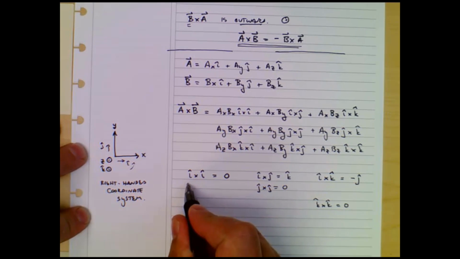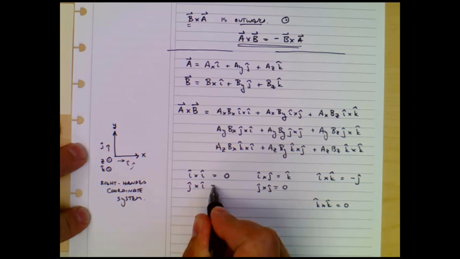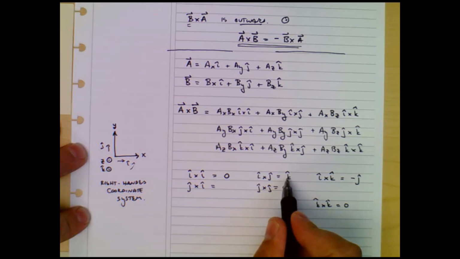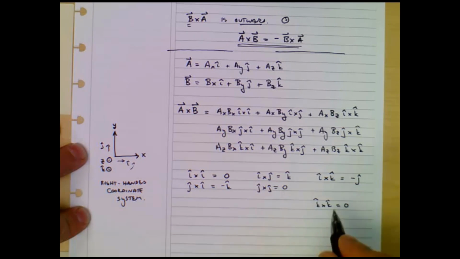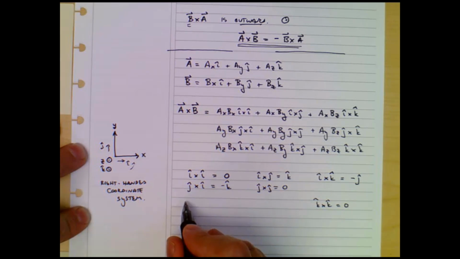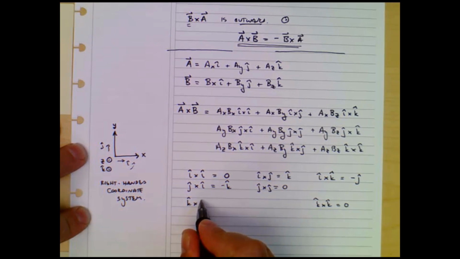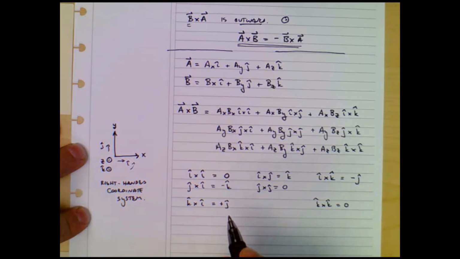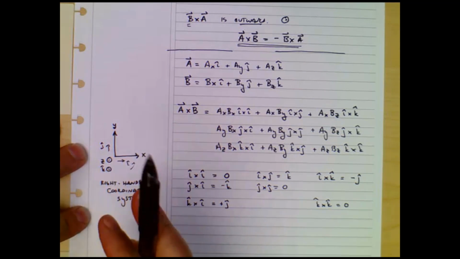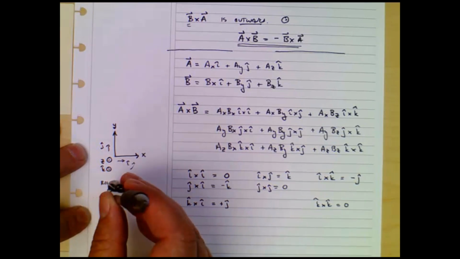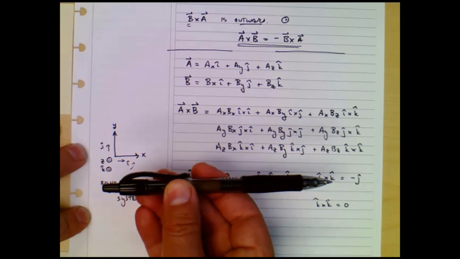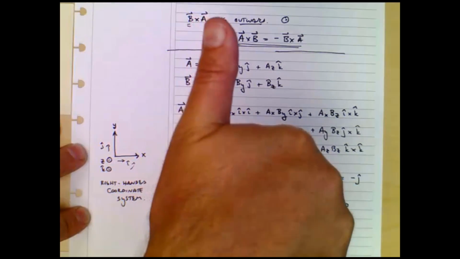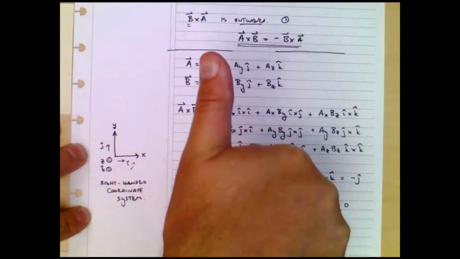Now, the next couple are fast. j cross i. We know that i cross j is k hat, so j cross i has to be minus k hat. And we know that i cross k is minus j hat. That means that k cross i has to be plus j hat. And again, you can figure this out. Here's k. Turn k so that it aligns with i. That's that kind of rotation, which means my thumb points up the y-axis. Okay?